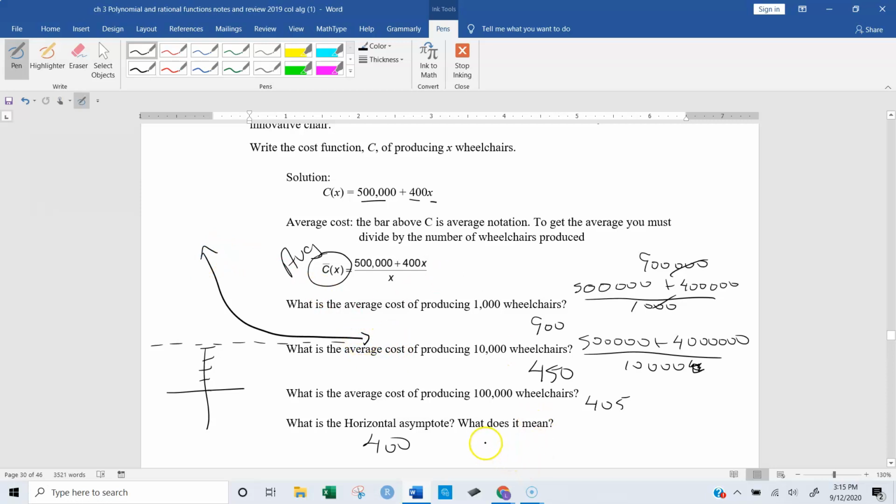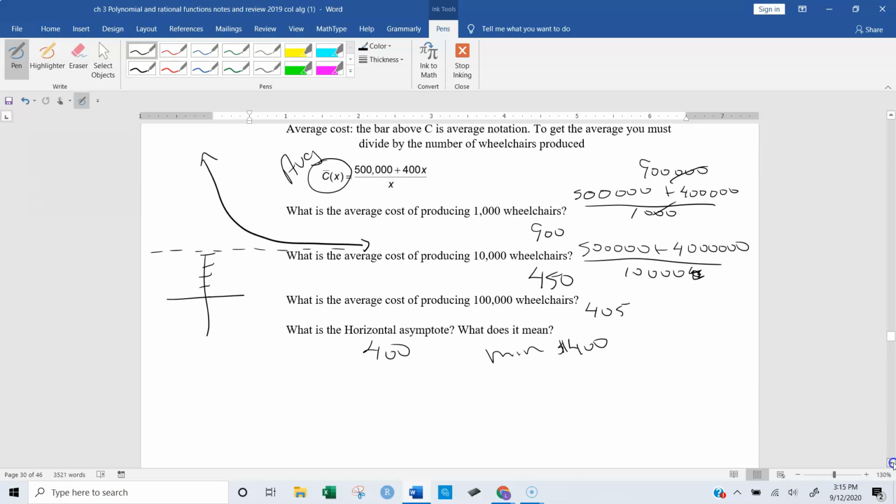So this means the minimum cost will be $400 to produce a wheelchair, or almost 400. And so the more you produce, the less expensive they will be. So more people can buy them.